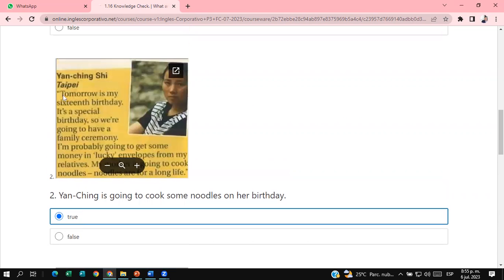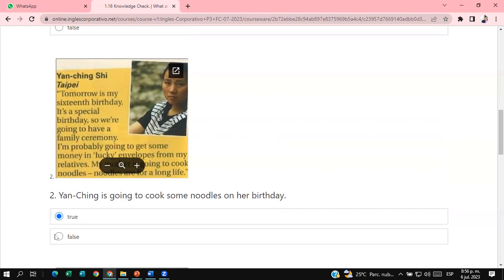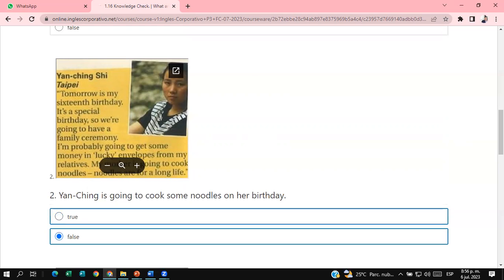False. Let's see. Tomorrow is my 16th birthday. It's a special birthday. So we're going to have a family ceremony. I'm probably going to get some money in lucky envelopes from my relatives. My mother. That is false. Thank you.